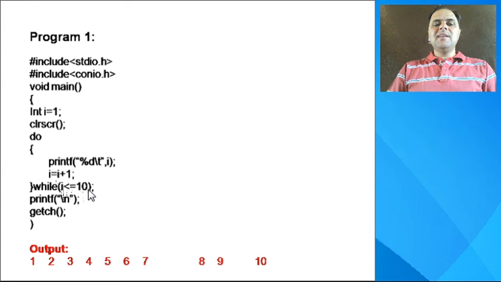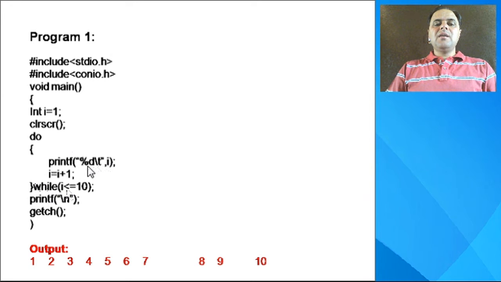2 is less than or equal to 10, yes, it's true. Then again 2 is printed, and then i becomes 3. 3 is less than or equal to 10, yes, true. Then 3 got printed here and it becomes 4. 4 is less than or equal to 10, yes, true. Then 4 got printed and i becomes 5. 5 is less than or equal to 10, yes, true. Then 5 got printed and i becomes 6. 6 is less than or equal to 10, yes, true.